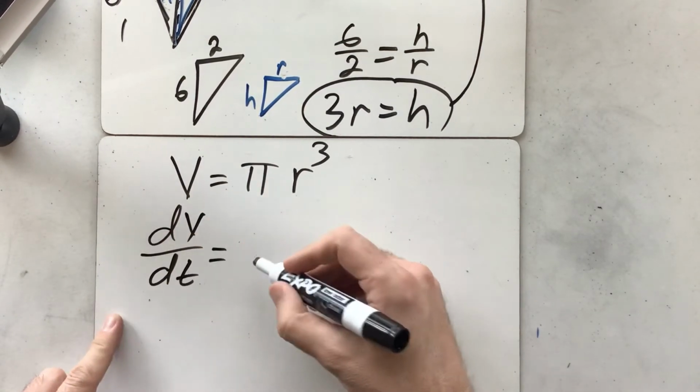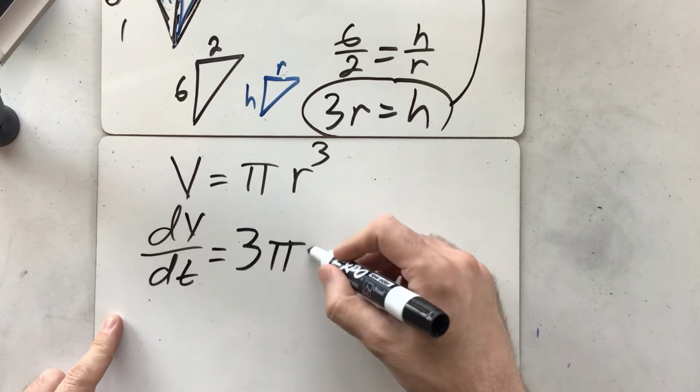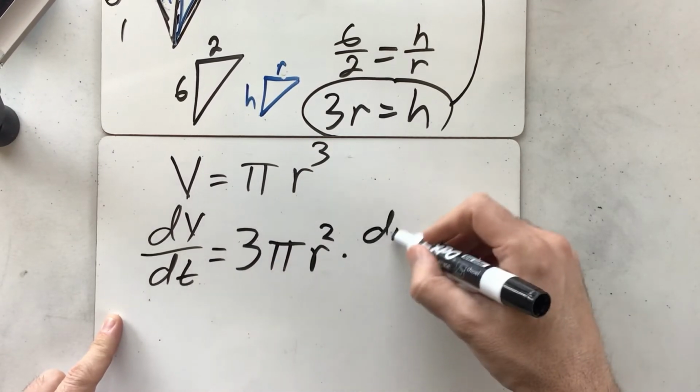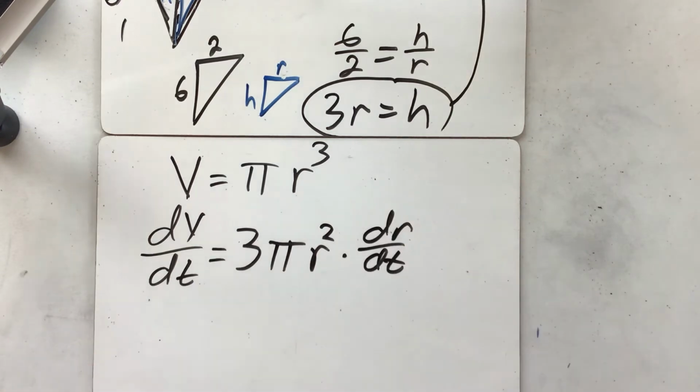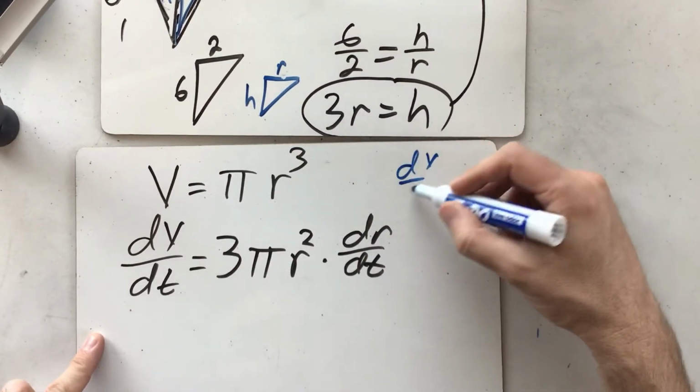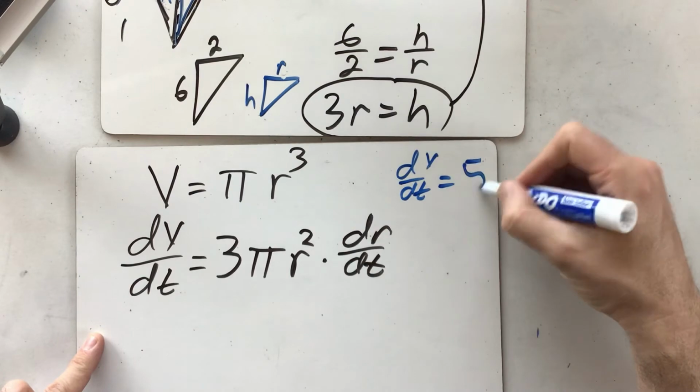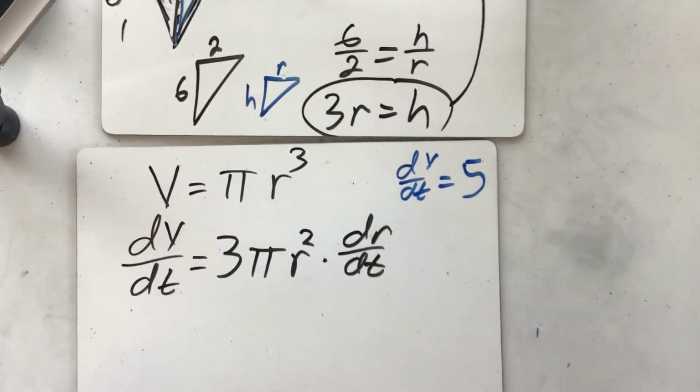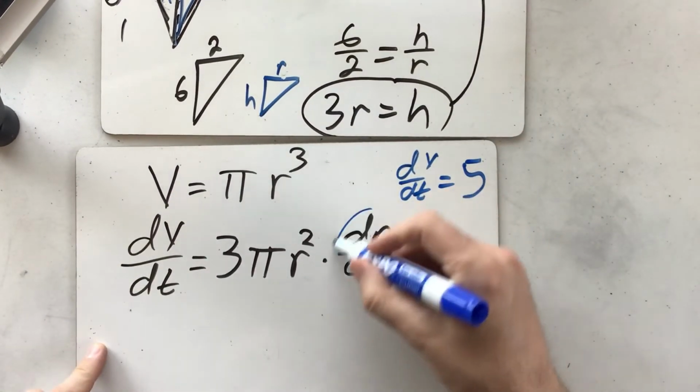dV/dt equals 3 pi r squared times dr/dt. And now we just have to read our problem carefully and figure out what the different parts are. So we know that the water is coming into the tank at a rate of 5 feet per second. So that means our dV/dt is 5. We want to know how fast the water level is rising, so this is what we want to know.